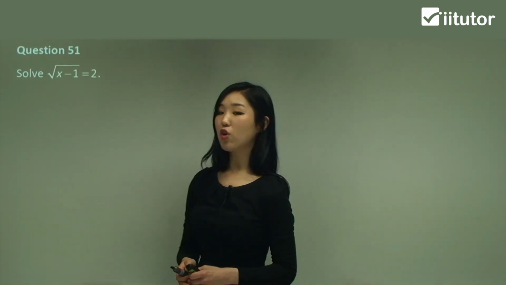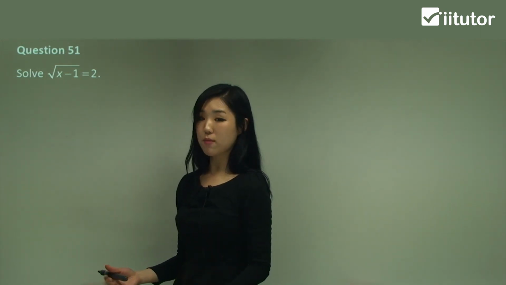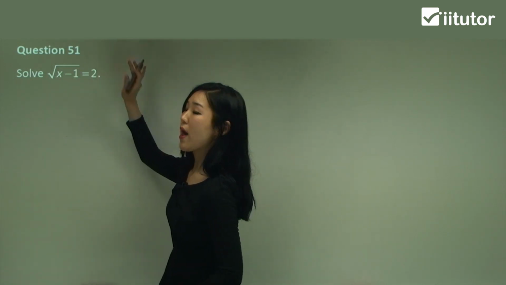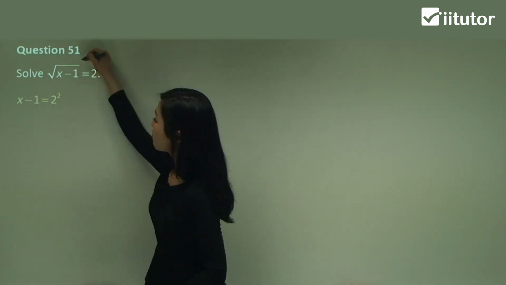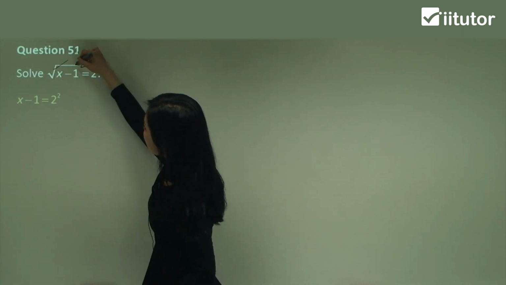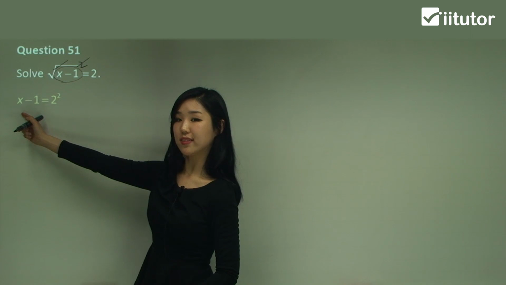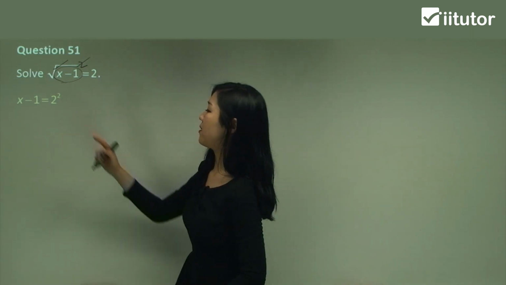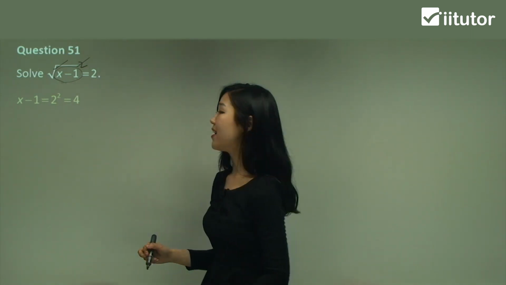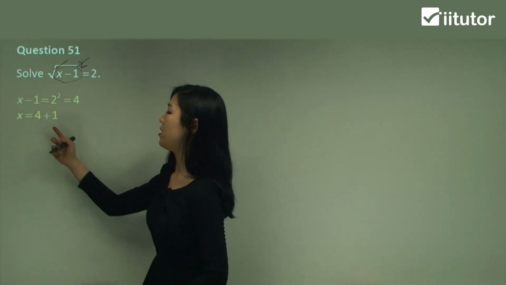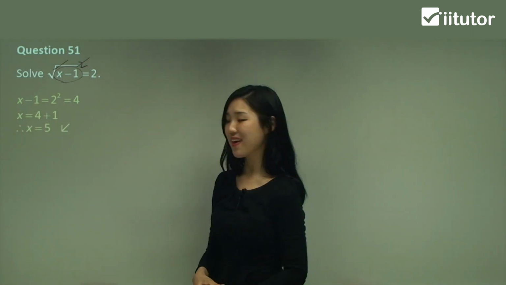51. Don't worry about what's inside the square root. It could be really big, but don't worry about it. It's a square root, so we simply square. If I square this side, the square root and the square cancel, so we just have x minus 1 left, and 2 squared is 4. So x minus 1 is 4, so x is 4 plus 1, which is 5. So x is 5.